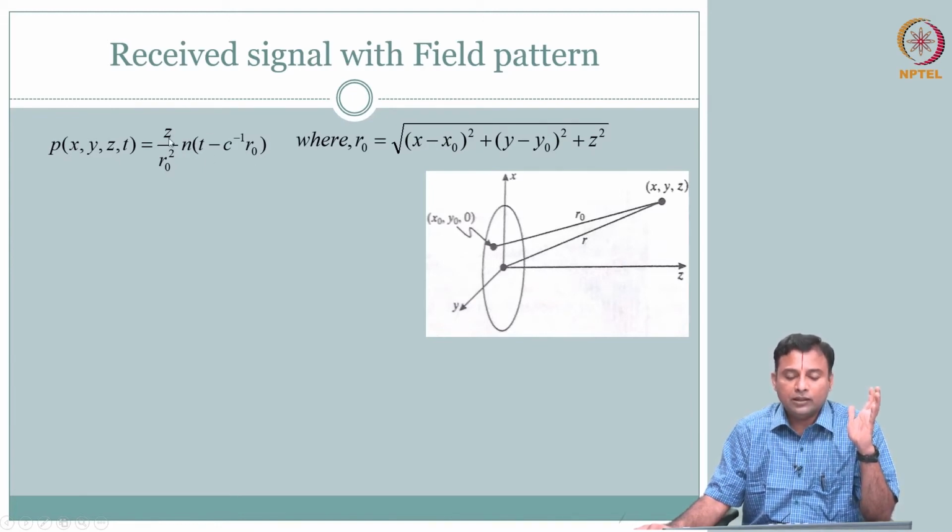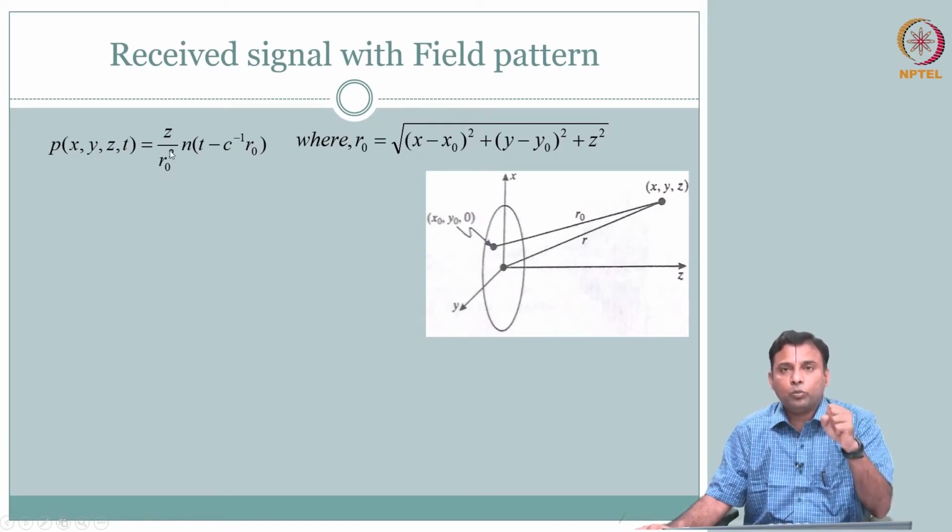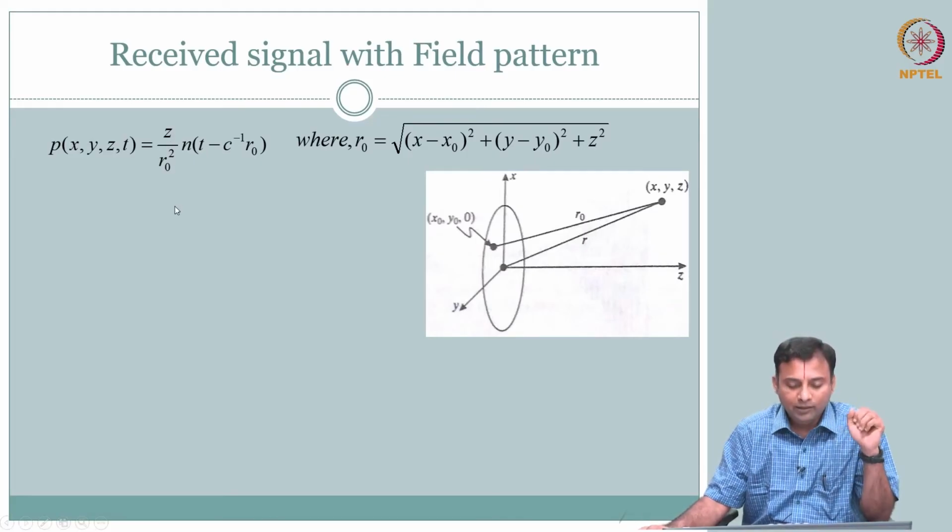Of course, there is a ratio here, which is not just 1 by r naught, for example. It is not just 1 by the distance, as it would be for a spherical wave. So, this is going to be slightly different because of the dipole model, that is fine.